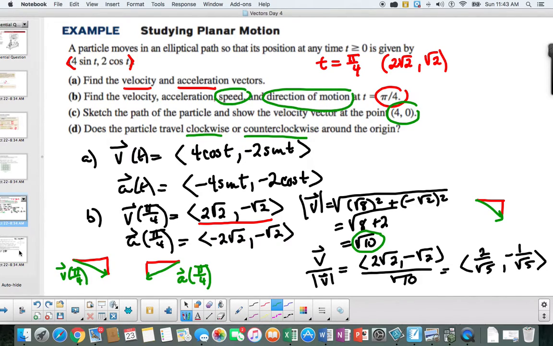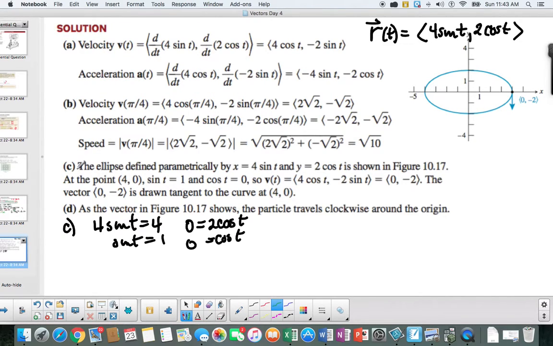How does that proceed? Okay, so here is our part that we need to discuss. Here's the ellipse, and here's our position vector right here. I wrote it up here again in its vector form, and at the point (4, 0), we're looking at (4, 0) right here. We get 4 sine of t is equal to 4, so sine of t is equal to 1. And then at 0, this y value here is 0, so cosine of t is equal to 0.